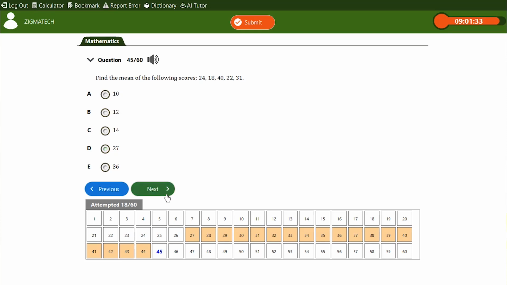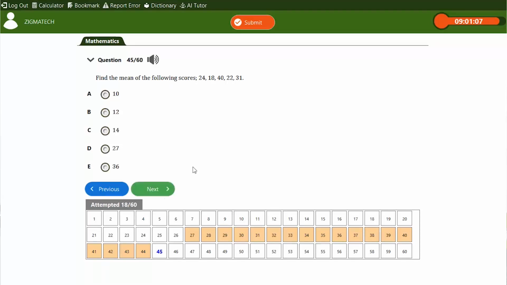45. Find the mean of the following scores. Is that 45 or 40? So that means this is 44, please. This is 44. This still should be 40. 43 is a question on statistics, so I didn't solve that. So now we are going to 45.